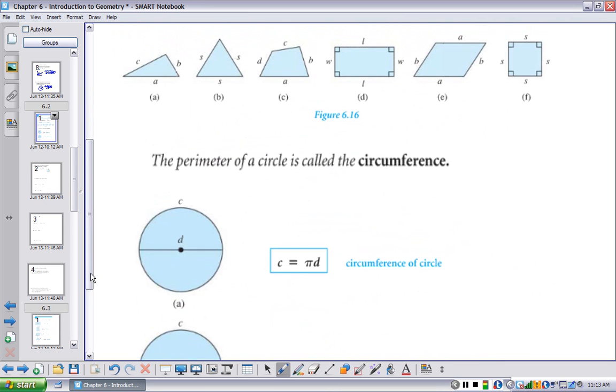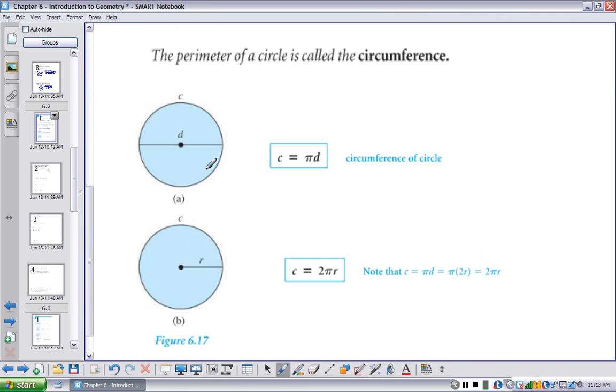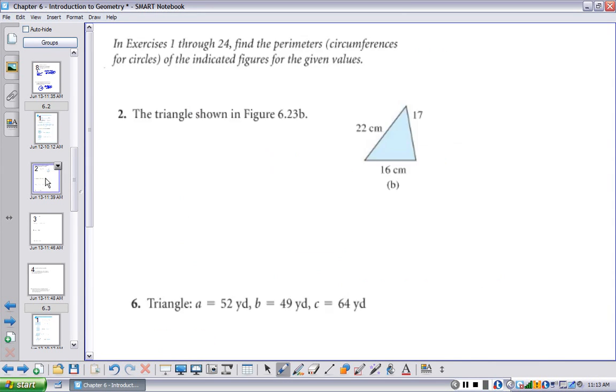When we talk about a circle, we don't talk about perimeter. We talk about circumference, and that measures around the circle. Remember that we can talk about the diameter or the radius of a circle. The circumference of a circle is pi times the diameter, or 2 pi times the radius, because remember, the diameter is 2 times the radius. So we're going to be looking at some examples where we're just going to be finding the perimeter.